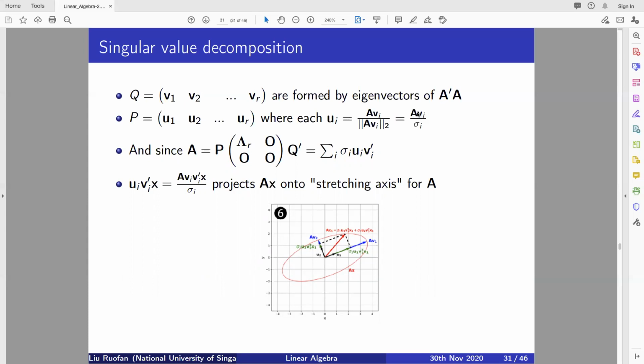And since A is equal to this, if we expand it, we have a linear combination of ui and vi transpose. Then Ax can be expressed as a linear combination of Avi, vi transpose x. And this term just projects Ax onto the stretching axis for A. So singular value decomposition is very similar to spectral decomposition because both of them just project Ax onto the stretching dimensions.